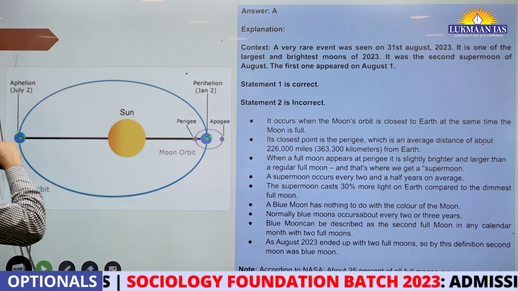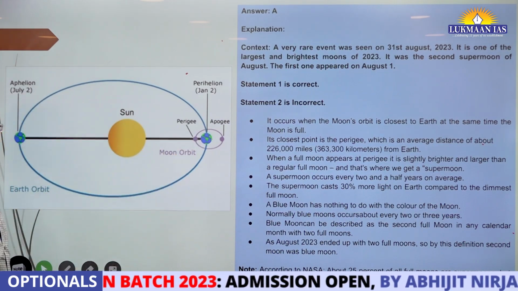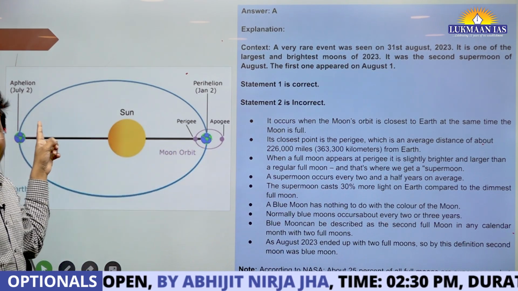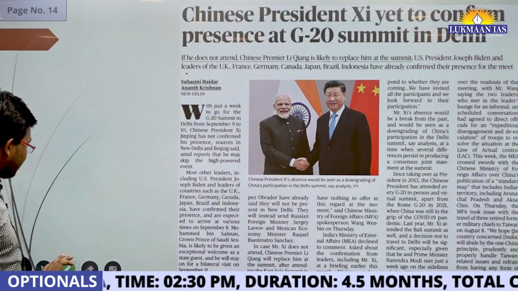Now when earth is very close to the sun, that is known as perihelion. When earth is very away from the sun, aphelion. Okay, so this is the thing. These are the terminologies. So with this, we have another topic.